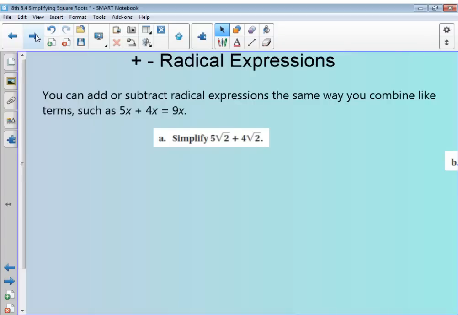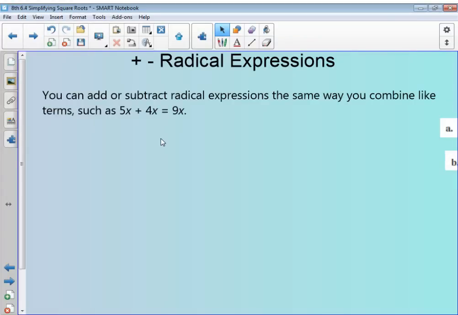So radical expressions are going to involve square roots and cubed roots and so forth. We'll be mainly working with square roots today. The key thing on these is to understand that the basis of this is like terms. So before, when we would work with like terms, what would we do to simplify like terms? We're going to use that concept to actually work with radical expressions.